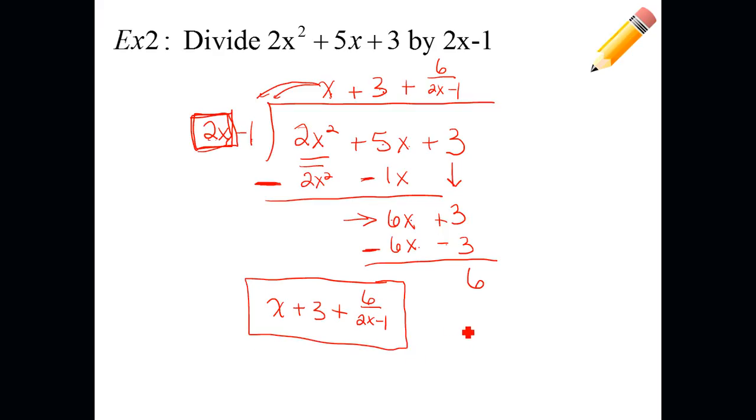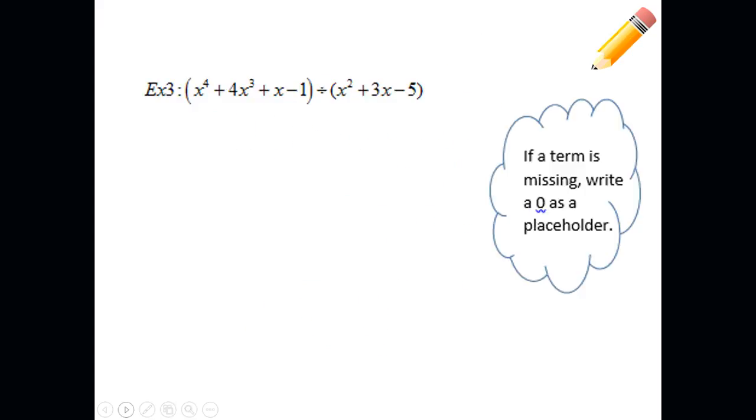All right, let's try another one. Here you go, example 3. So I have x to the fourth plus 4x to the third plus x minus 1 divided by x squared plus 3x minus 5. There's a lot more terms involved here. Don't worry, okay? The key thing to keep in mind is that notice this first polynomial right here. There's something we should check before we actually set him into the division setup.